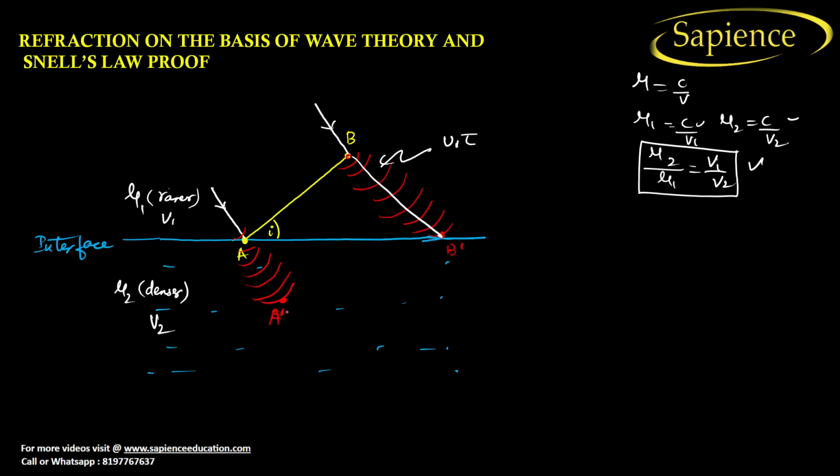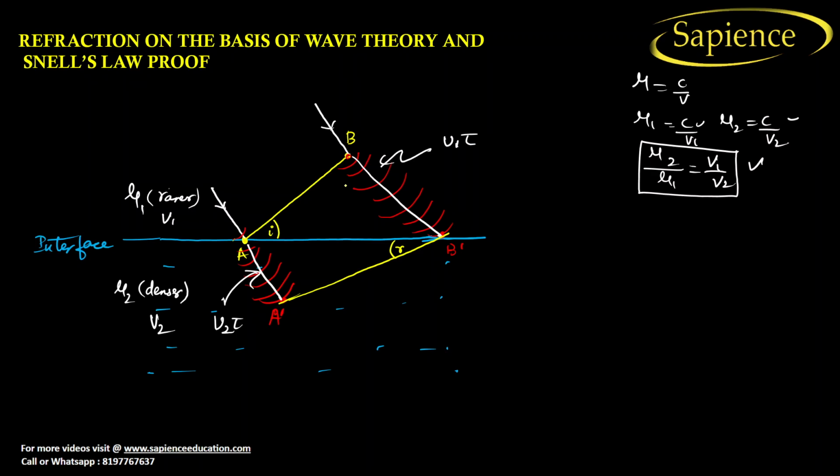So for the same time, the distance travelled from A to A dash will be this one, and we can consider it as velocity v2 into time t, because the time period is the same. Now, if we draw the tangent to both A dash as well as B dash, we get the next wavefront after refraction. So A and A dash is the wavefront. Now what is the angle made by the wavefront? Definitely the angle made by the wavefront is r. I hope you have understood all this concept, right?